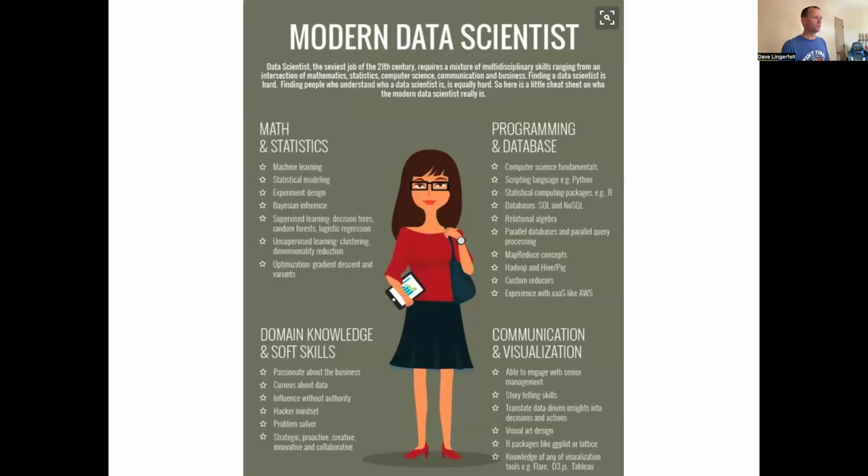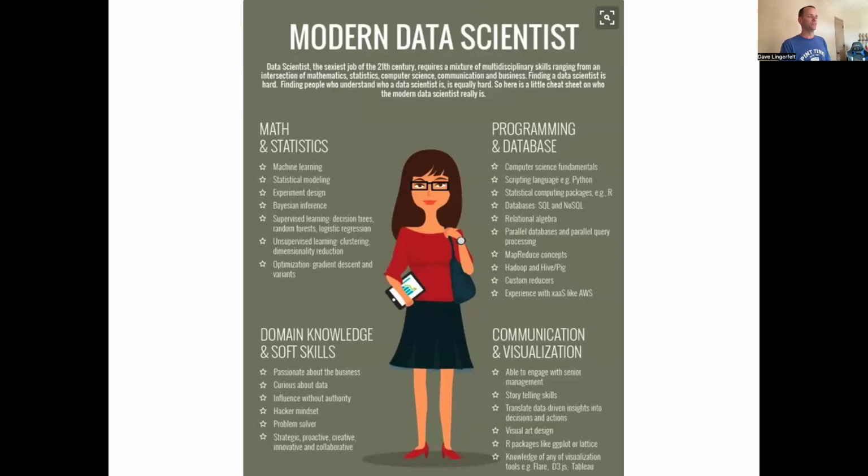For example, some of these things on here, I'm not good at machine learning, Bayesian inference, decision trees. I'm not a stellar programmer. I can do a little bit, but there are people far better than me. Where do I excel in a few of these areas? Fundamentals of computer science, probably databases to some degree. But for me, it's in that lower half there, domain knowledge and soft skills.